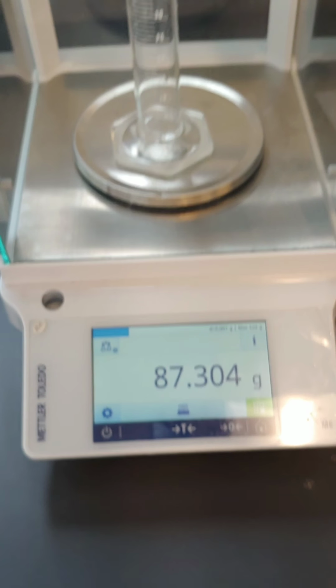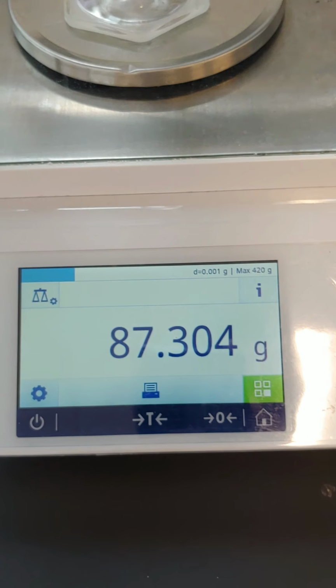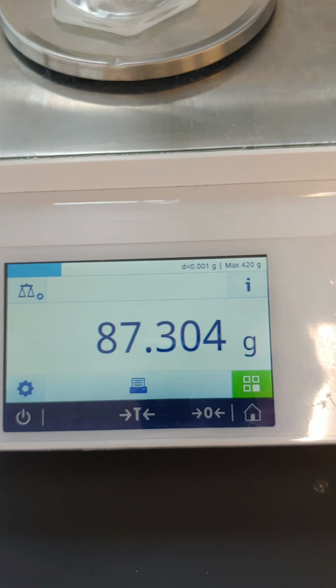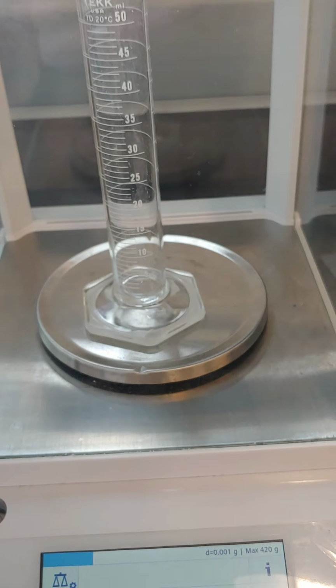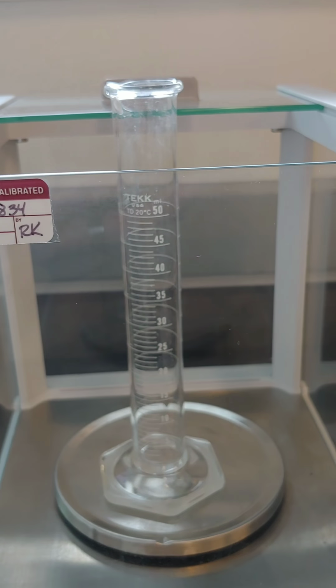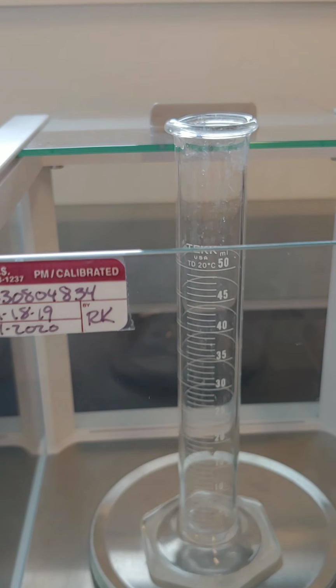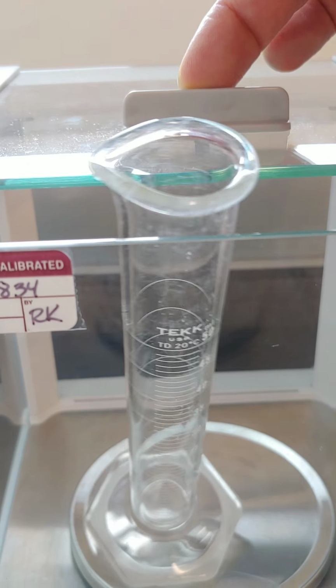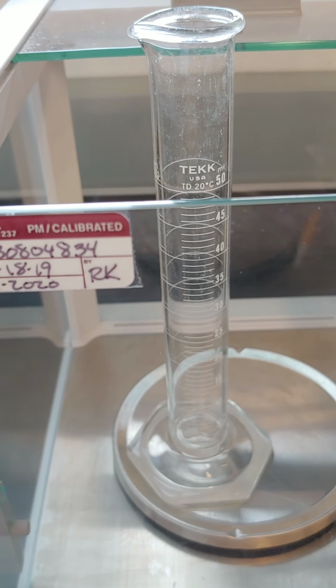Okay, so here you can see the mass of my empty 50 milliliter graduated cylinder. I have 87.304 grams, right? And what's interesting, as you notice, is that the cylinder is just a tad taller than the glass box, so I can't fully close this because it gets in the way. So I have to leave that partially open when I'm weighing that cylinder.